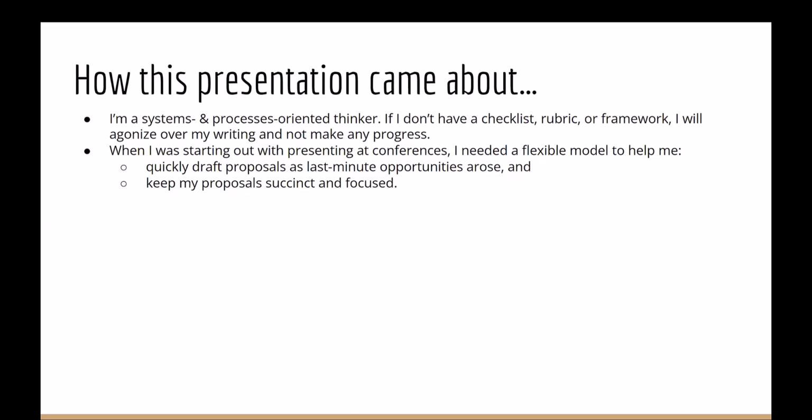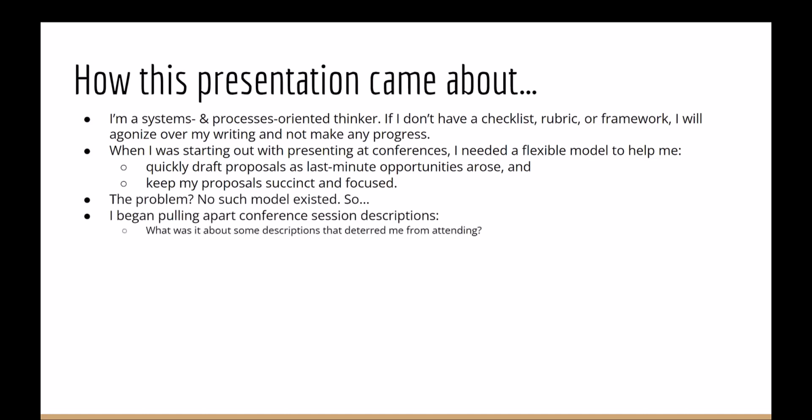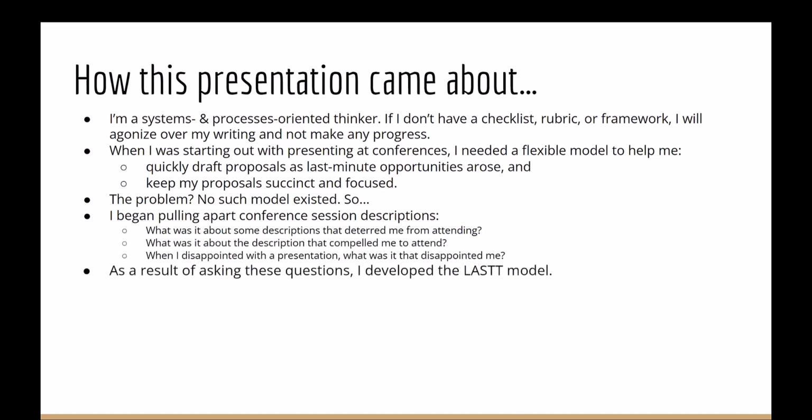As a result of picking apart a number of conference descriptions over the years as I attended, I realized that the really compelling ones had some of the same elements in common. The LASTT model came about from this, and that's what I'm going to show you today, but I do want to stress that what I am showing you is just a model that I've used and refined over a number of years. It's worked for me, it's worked for others that I've shared it with, but it's not the only way to write a proposal. Of course, you might need to tweak it to suit your needs, but I do want to share it because if you're like me and you like having structure to work with when writing, you might find this approach really helpful.